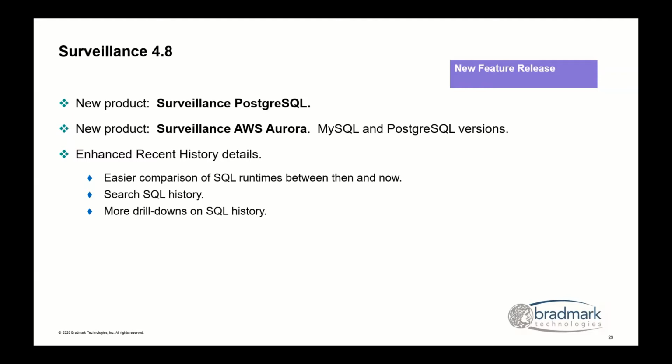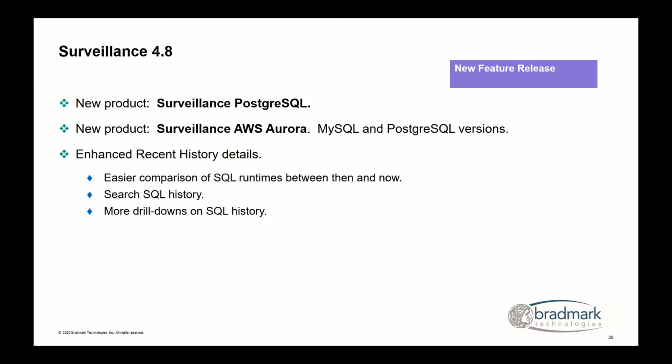And then the really exciting thing also for other databases is the enhanced recent history items. Before, you could always do a comparison between runtimes of SQL from this time period and this time period, but you'd have to open up multiple windows, and it's a little bit more tedious. So we've made that a lot easier to be able to say what's the current runtime of the SQL in a graph, and then versus how it was last week, for example. So it's a great enhancement in 4.8 that makes it a lot easier to compare the current performance versus previous performance of the SQL.